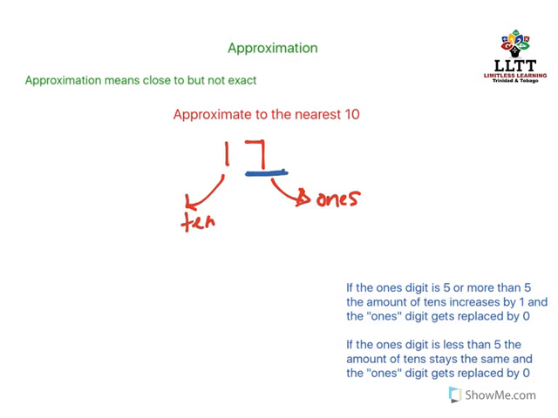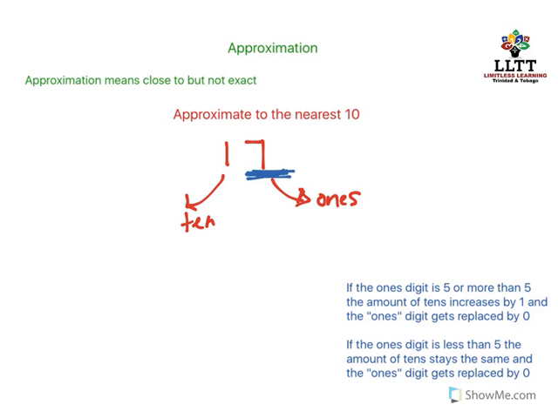Now this is the rule. If the ones digit is 5, or it's a number that's more than 5, then the amount that's in the tens area increases by 1, and the ones digit gets replaced by 0. So let's see what that really means. The digit that's in our ones section is 7. That's right here. 7 is greater than 5, right? 1, 2, 3, 4, 5, 6, 7. So 7 is greater than 5.